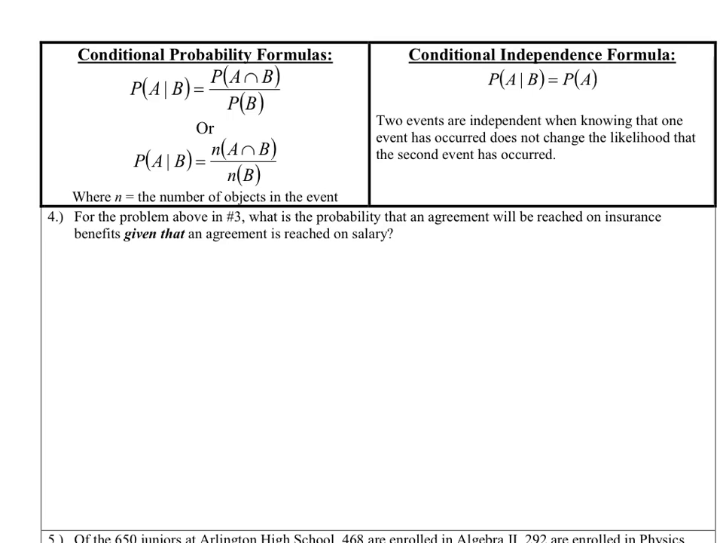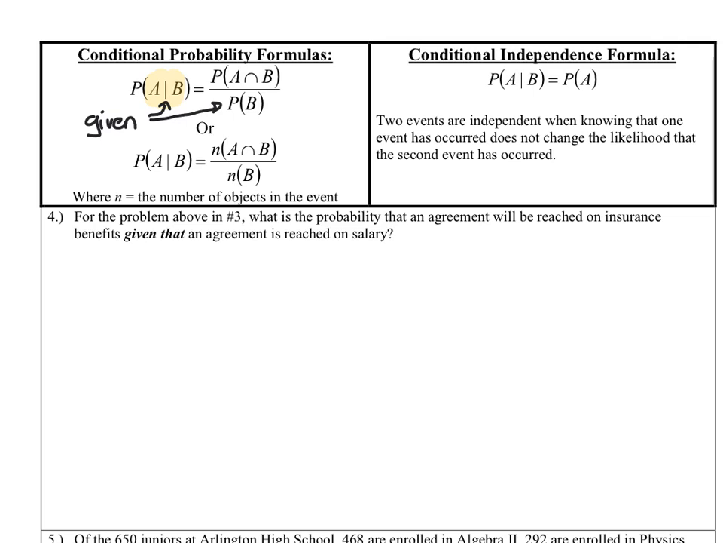The probability of A given B. So whenever you see this straight vertical line, the vertical line stands for given. This is the probability of A given B. It means that you have some prior knowledge of something happening. So the probability of A given B is the probability of A and B divided by the probability of B. And again, whatever it is that you're given is what goes in the denominator.